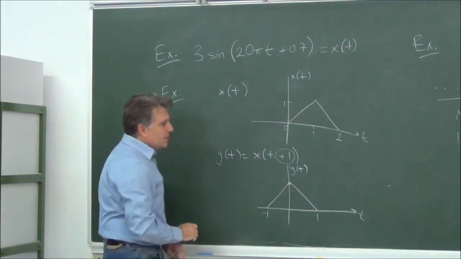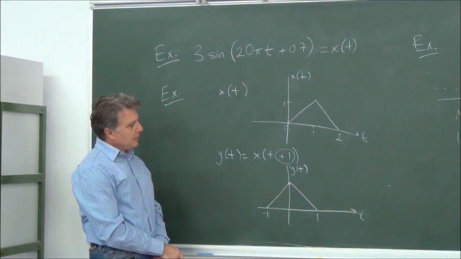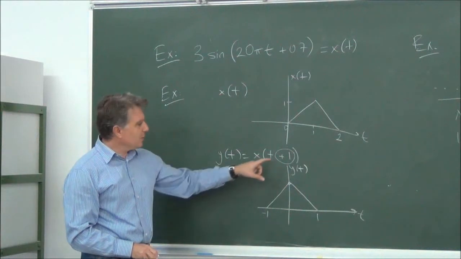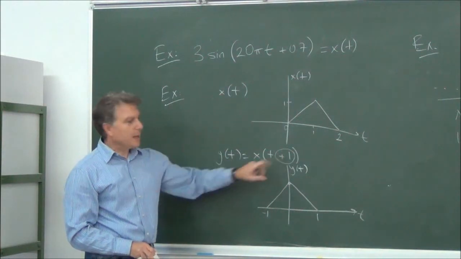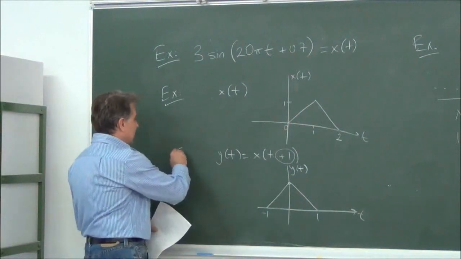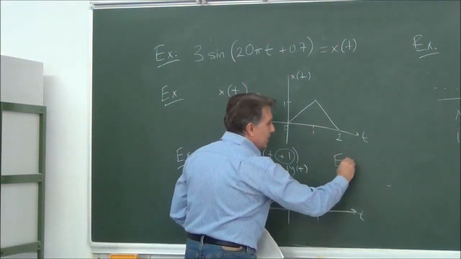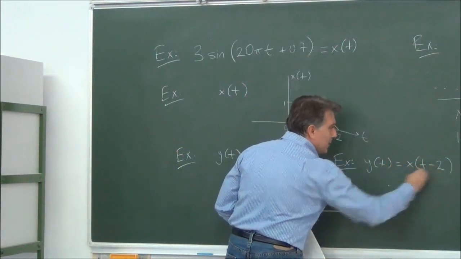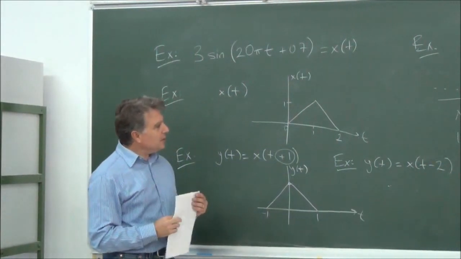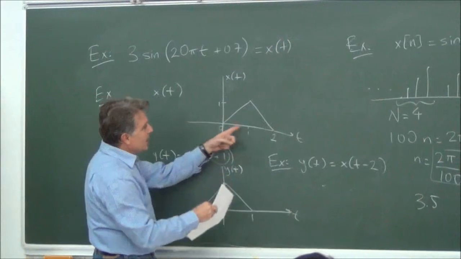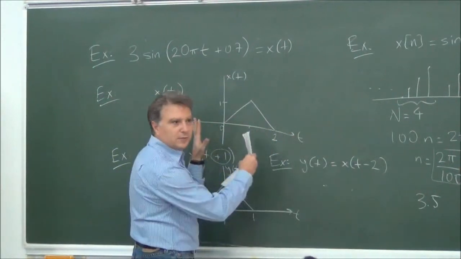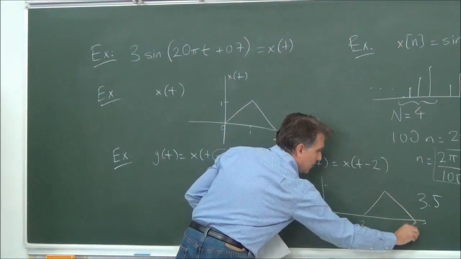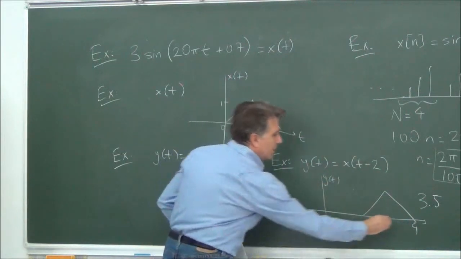If the phase or the increment in the variable is positive, it shifts towards left by the amount of that positive value. What could shift it to the right is just the opposite. Another example. Y of t is equal to x of t minus 2, for example. If it is x of t minus 2, I'm sure this new y of t is starting at 2 and extending to 4, shifted to the right. Like this. On the t-axis.